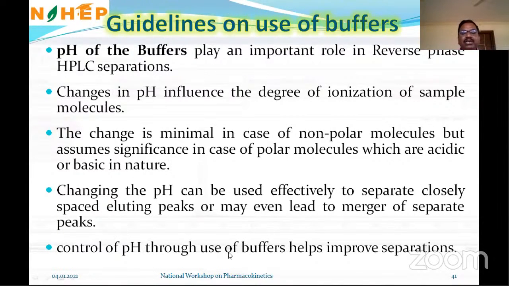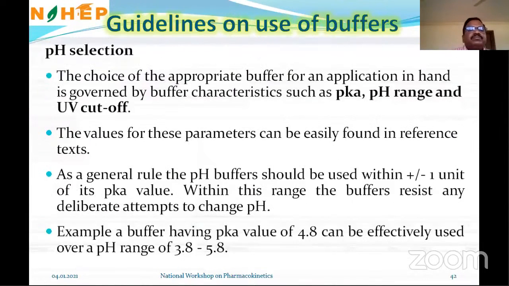So control of the pH through the use of buffers helps in improving the separation. By changing the pH, we can make the sample components ionizable or non-ionizable. Depending on that, we can separate the components of the sample.